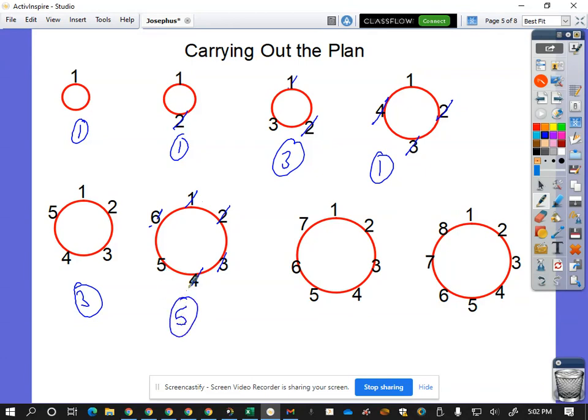6 people, 1 eliminates 2, 3 eliminates 4, 5 eliminates 6, 1 eliminates 3, 5 eliminates 1, and 5 is the winner. Now at this point you might be looking at this and you might think you see a pattern here. So we've got 1, 1, 3, 1, 3, 5. So perhaps it's going to start over and go 1, 3, 5, 7. So let's take a look at the next table.